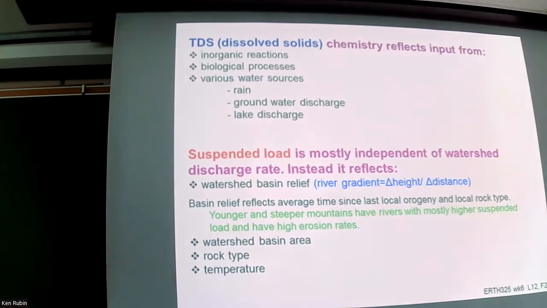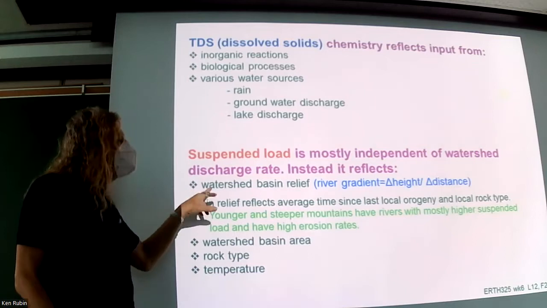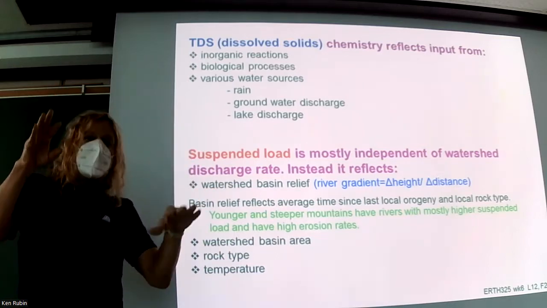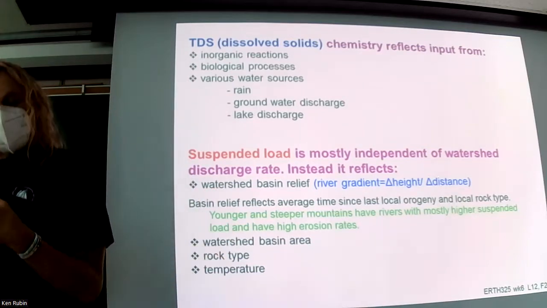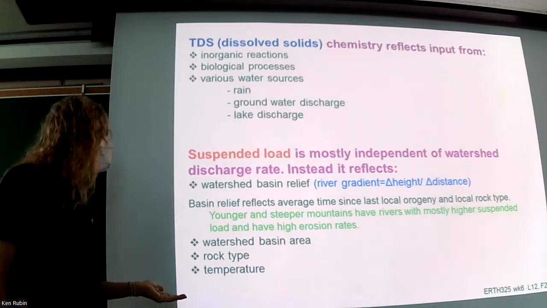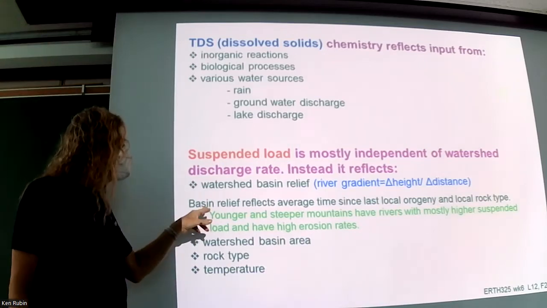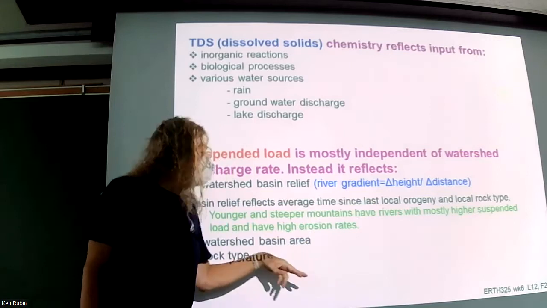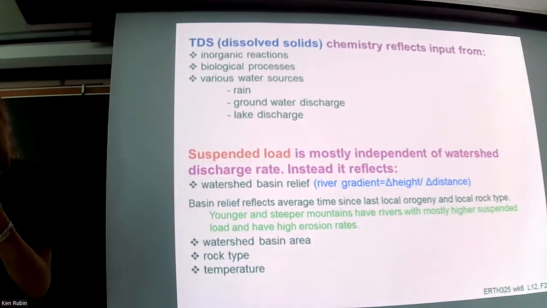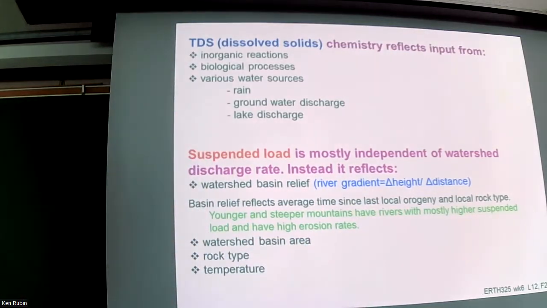Suspended load is more to do with a combination of what rocks we have in the environment and what is the relief of the watershed. If it's really steep, then we're going to be having a very energetic river, which means it's got a high gradient, as defined there. And that's going to transport more particles.